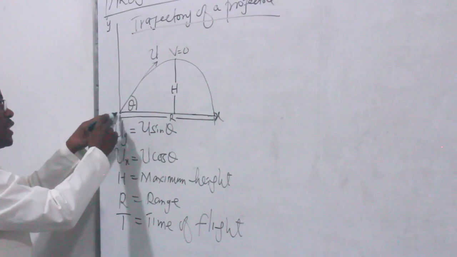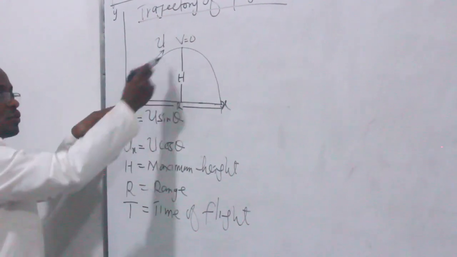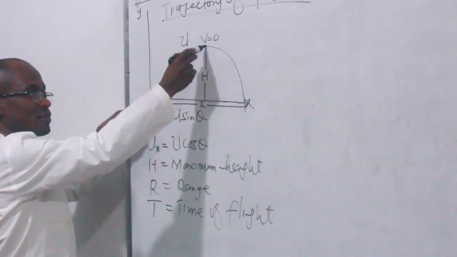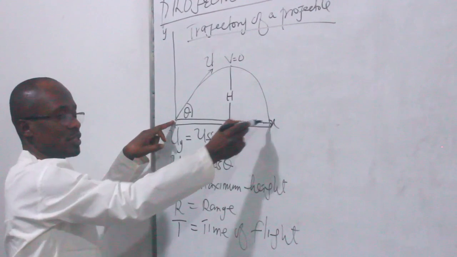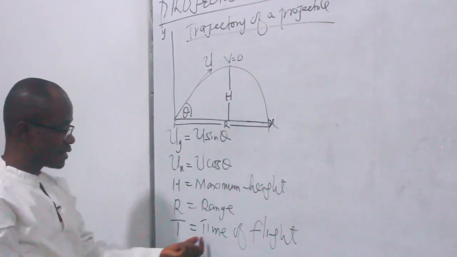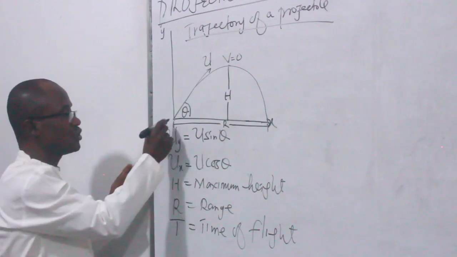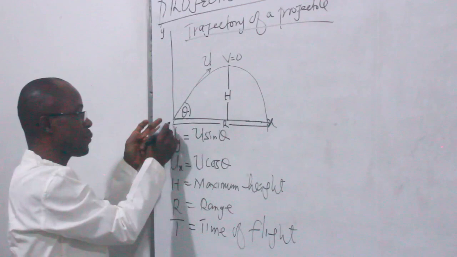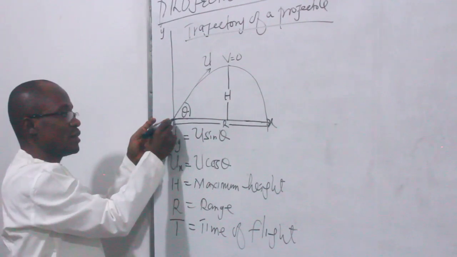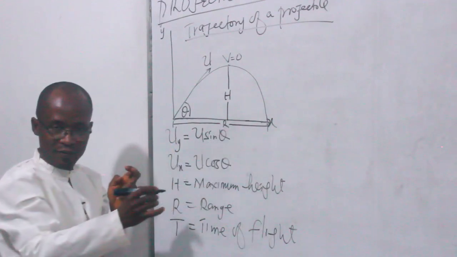By symmetry, the time it takes the particle to travel from the point of projection to the maximum height is still the same as the time it takes the particle to fall from the maximum height to the level of projection again. So that is the time of flight. Then the range. The range is the horizontal distance traveled by the projectile from where the projectile is being projected to the point where the projectile hits the ground.